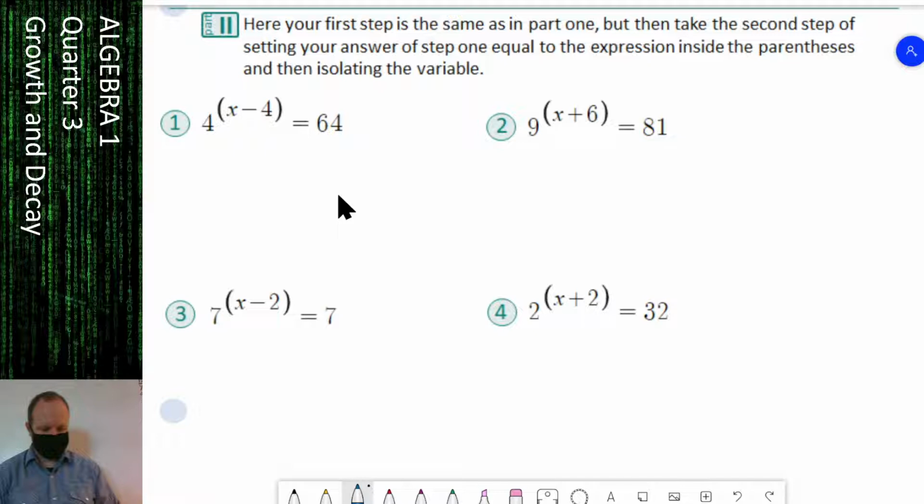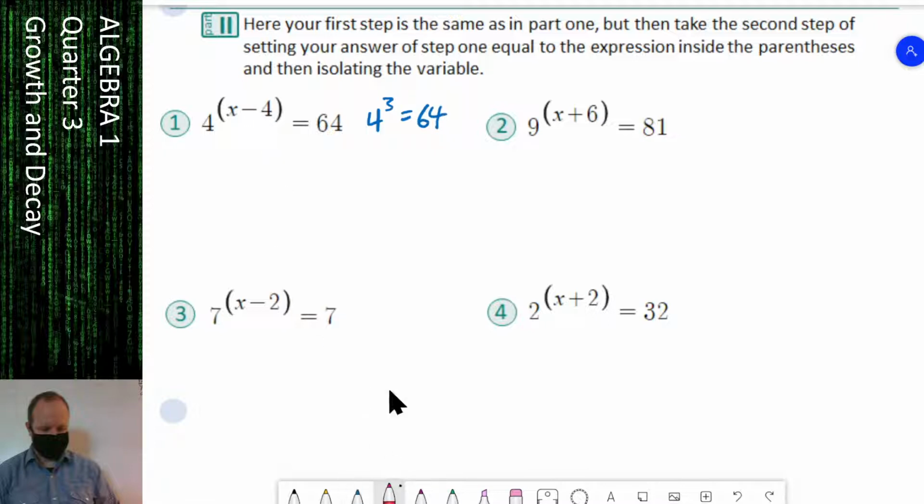So let's go ahead and write that off to the side. 4 to the third power, 4 times itself 3 times, equals 64. This is a true statement. If we could just have this be 3, this would be a true statement as well, right?